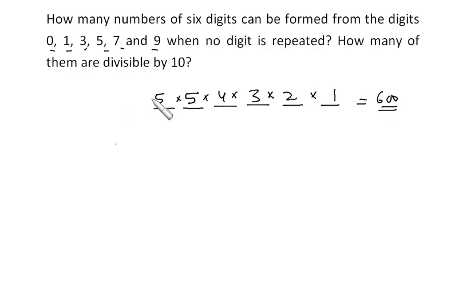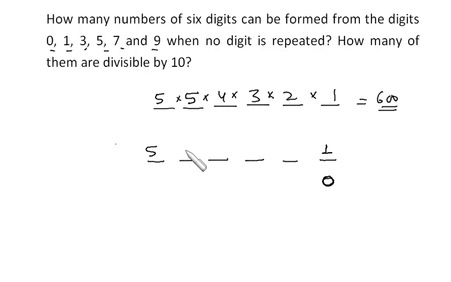Now, how many of them are divisible by 10? If the numbers are divisible by 10, at the units place we should be having a 0. Now we have to calculate the number of numbers when the unit digit is 0. So 1, 2, 3, 4, 5, 6. Now at the units place I have one choice, that I can have the number 0 over here, right? So I just have one choice. For the first place we have 5 choices because we cannot use 0, and we are using 0 in fact at the units place. So I have 5 choices.